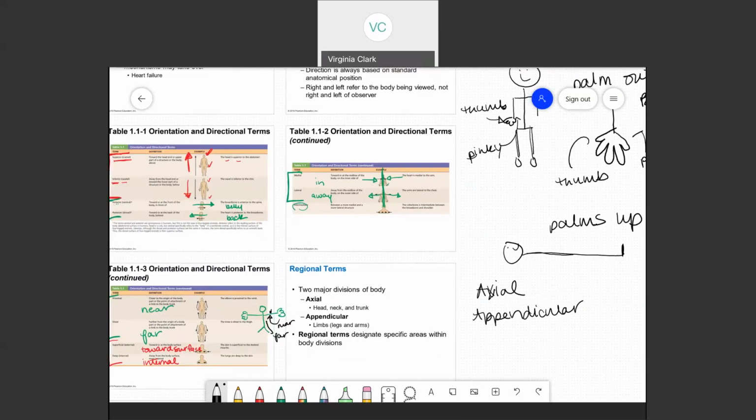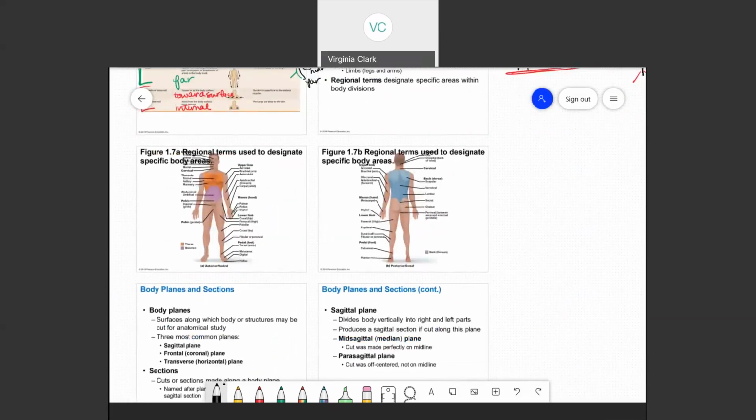Axial is going to be anything that is on the midline. So that will be your head, your neck, and your trunk. Axial. Whereas appendicular is going to be anything that is attached. So that will be your arms and your legs. That's appendicular. So it's essentially what's on the midline is axial, what's attached to it is appendicular. We talk about this mainly when we start talking about the skeletal system, and we're going to do the skeletal system by axial versus appendicular.